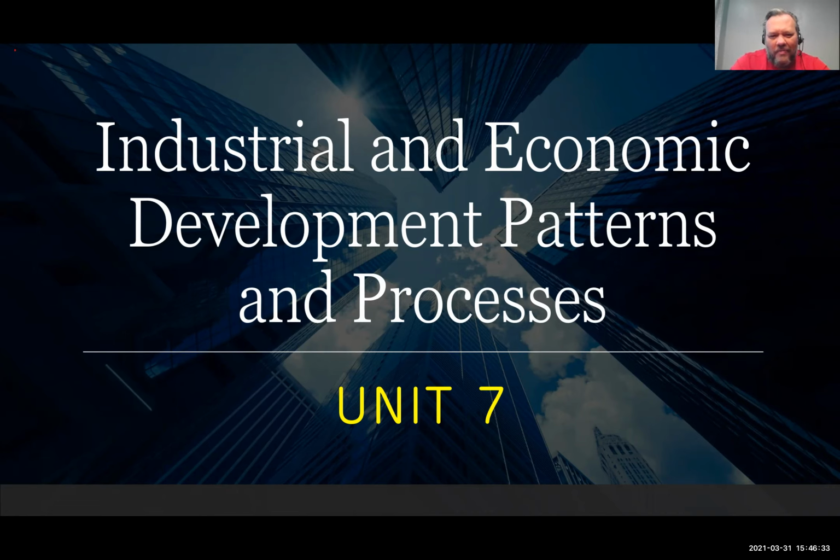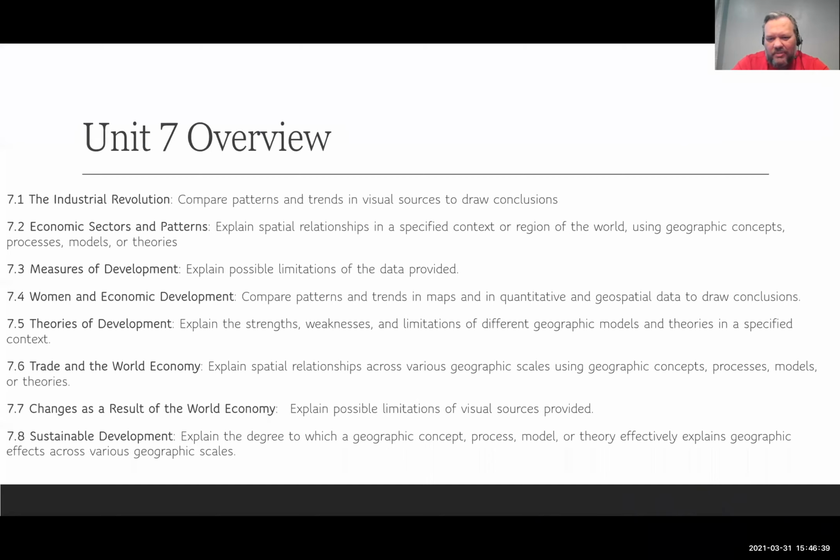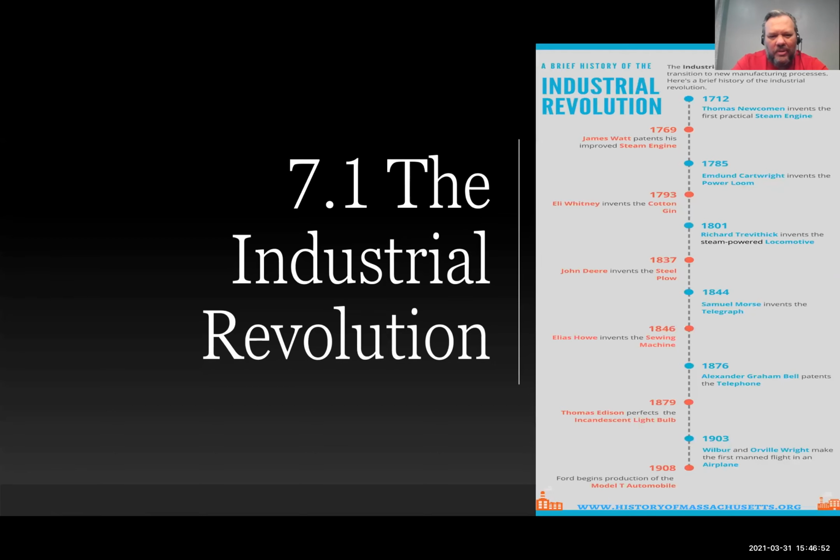So Unit 7 is all about industrial and economic development patterns and processes. And so this is, if you want to pause this and take a look, these are the things that we'll be doing. There are 8 different sections here, and we're going to be doing the Industrial Revolution Day, and we've talked about this already, so I think we'll be able to get through this one relatively quickly.